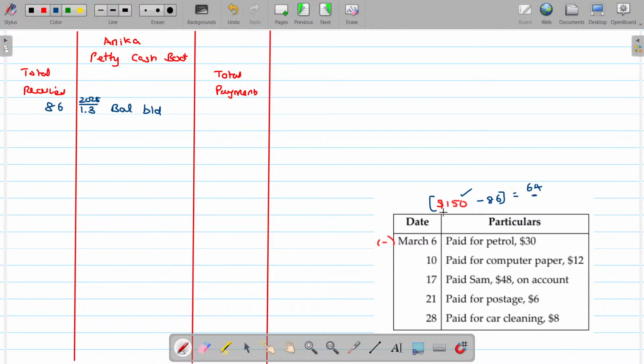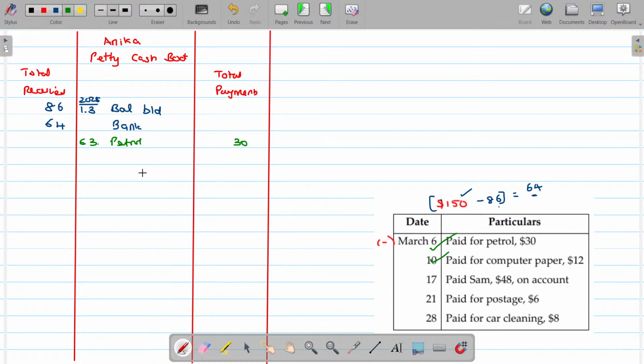The difference between the imprest amount and the balance available, he gets from the main cashier on the same date, either from cash or bank. This value is 64. These two will be available only on the receipt side. Hereafter, whatever it may be, it predominantly falls on the payment side only. On 6th March, there is a payment for petrol. The petrol payment is $30.